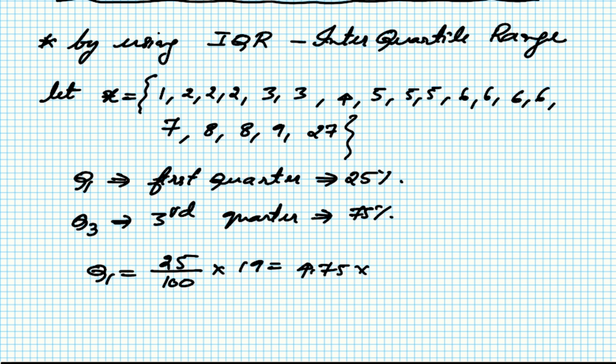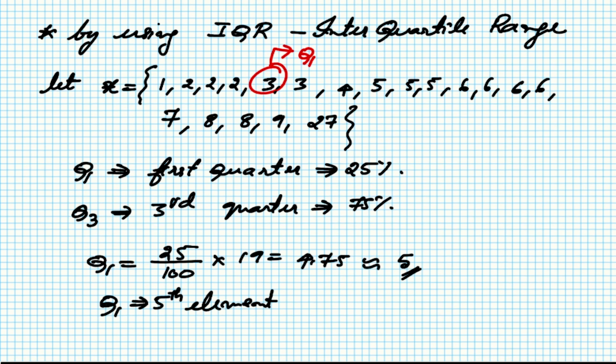4.75. Let's approximate. I'm looking for the fourth element, and the next possible is the fifth element, so I will convert that into 5. So Q1 implies the fifth element along your data points. Calculate the fifth element: 1, 2, 3, 4, 5. Can you see the 3 is the fifth element? So this is the Q1.